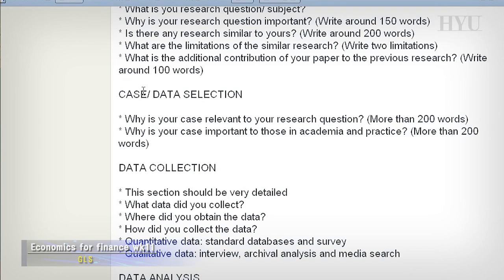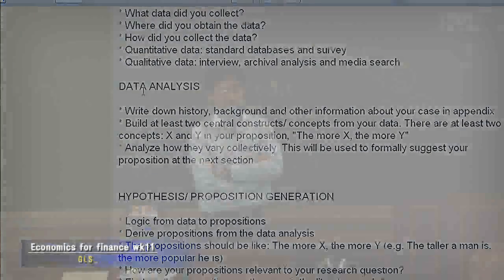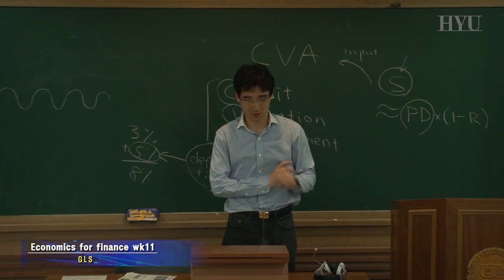Once you have data, now you have to do the data analysis. If it is qualitative data, basically you want to write down the history, background, and other information about your case. If it is just data, you can run a regression or whatever analysis you want to do. Basically, you want to find the relationship between the variables in your data. Given two interesting variables, you want to investigate how one variable changes when the other variable changes.